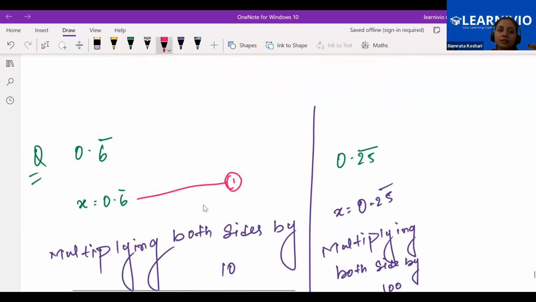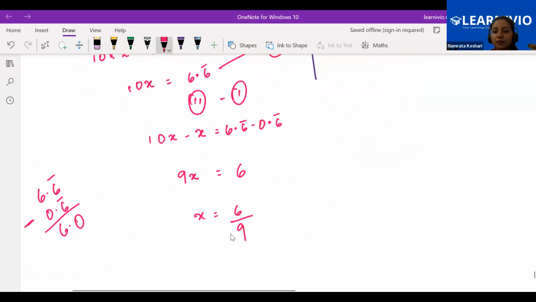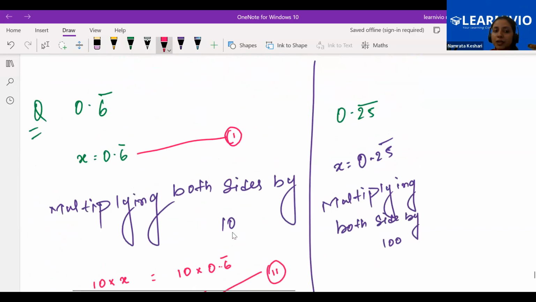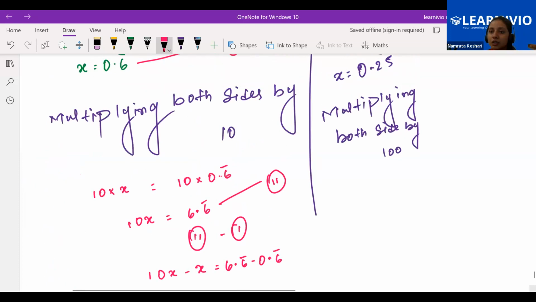X, which was 0.6 bar, we have written in the form of p by q. Can you see it? Yes, ma'am. We wanted to write it in the form of p by q and hence we are done. Any confusion? No, ma'am. So the same process we will be repeating in all the questions. Let's do it quickly for the other one.